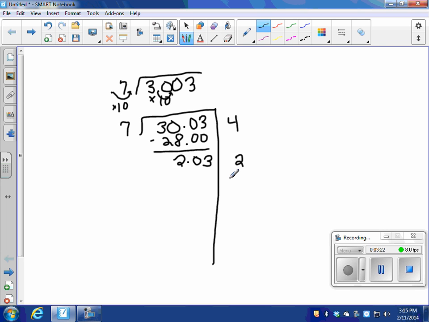Should it be the whole number 2? That would give me 14. Or could it be maybe 2/10? If I multiply 7 by 2/10, I'm going to get 14. I have one decimal number in my problem, so I would have one decimal number in my answer. So 7 times 2/10 would give me 1 4/10. So I'm going to take away this chunk.